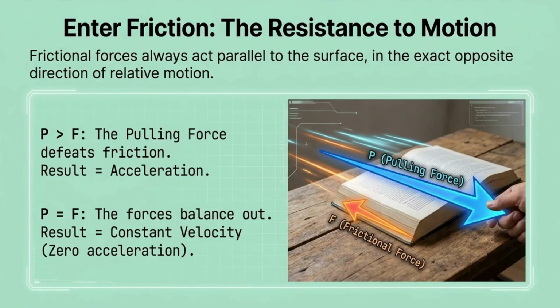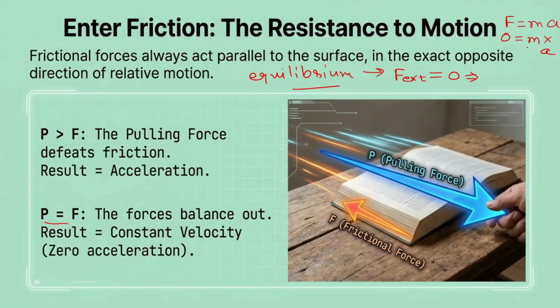Now, consider the second case in which the pulling force and the frictional force are the same. In this case, the book is in an equilibrium state. We know in an equilibrium state, the external force on any body is zero. Then we know the equation F = ma. If F is zero, then 0 = m into a. m is not zero, so you can say a is zero.